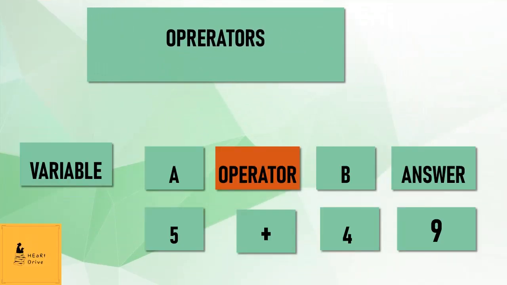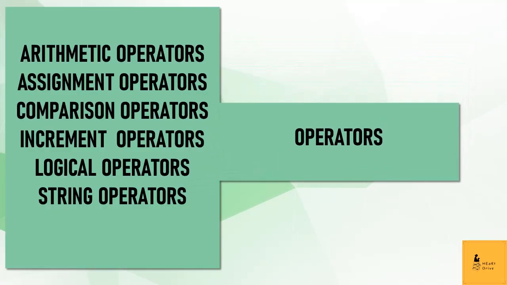Operator. To perform operations on variable, we need some symbols to tell the computer what operation has to be done on a data. Those symbols are called as operators. Generally, operators are of 6 types. They are arithmetic operators, assignment operators, comparison operators, increment or decrement operators, logical operators, and string operators.